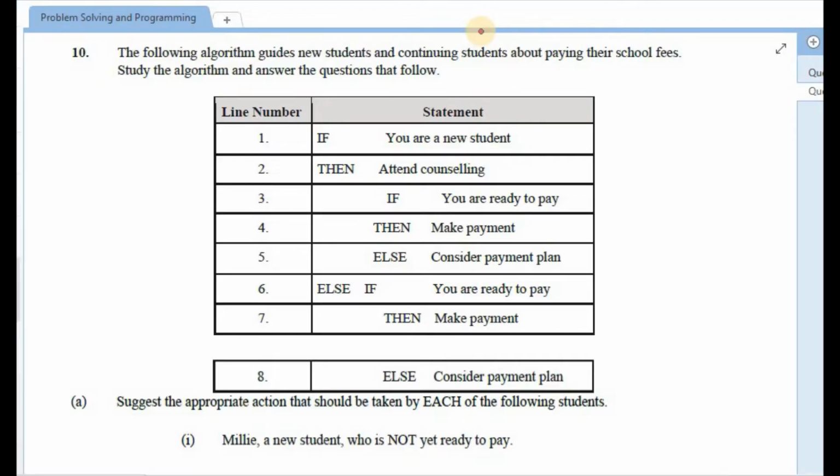So lines 1 to 5 cover a new student. However, if the student is not new but rather a continuing student, then that continuing student on line 6 would be asked if they are ready to make payment.